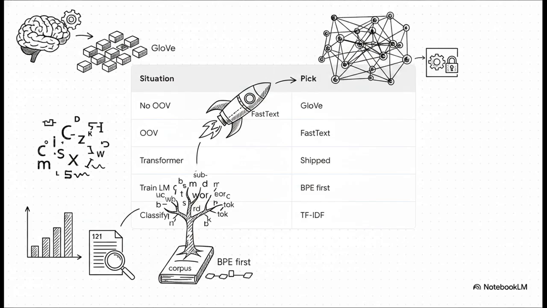Now, if you are feeding anything into a transformer, absolutely never swap its tokenizer. Always use what the model shipped with. And lastly, if you're ambitious enough to train a language model entirely from scratch, your literal first step has to be training a BPE or SentencePiece tokenizer on your dataset.